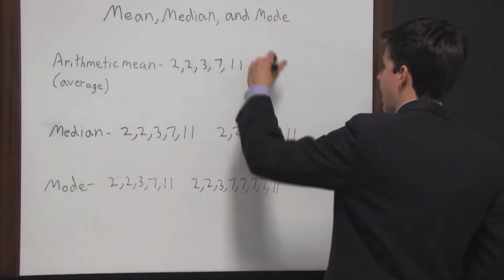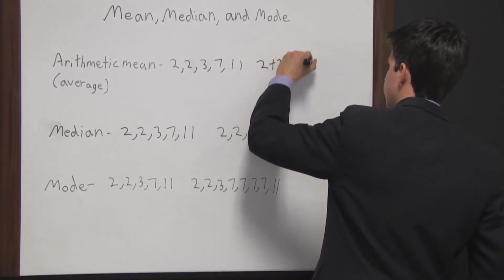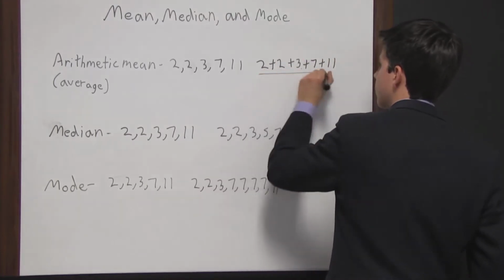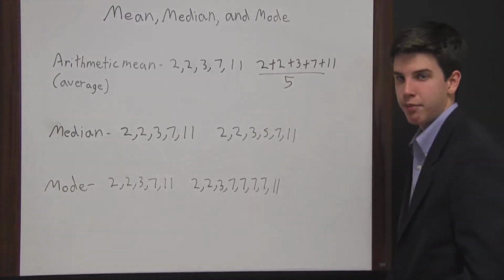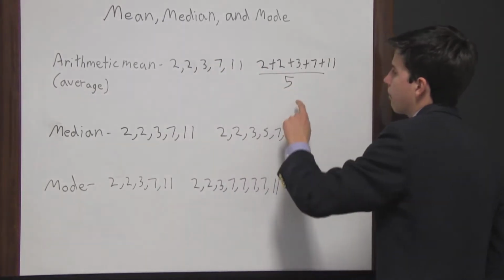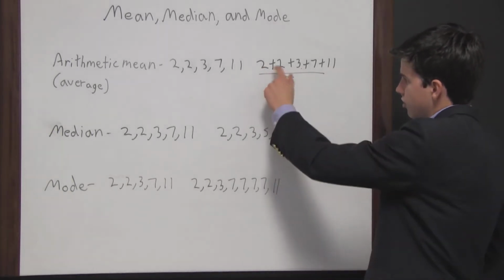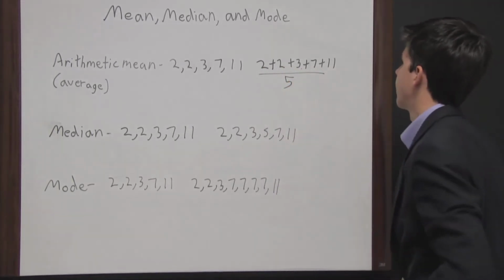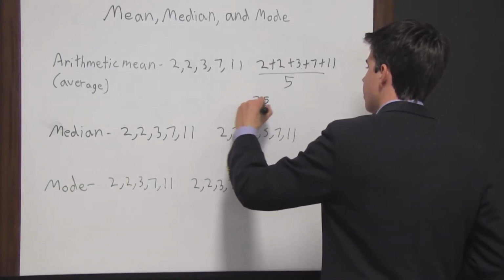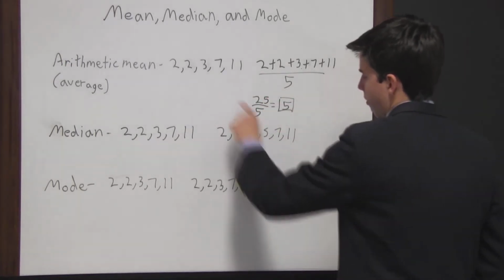To find the mean, we're going to add the numbers together and then divide them by 5. And we're going to divide them by 5 because that's how many numbers make up our top number. See, we have 1, 2, 3, 4, 5 numbers on top, so we're going to divide the number by 5. You can probably do this calculation in your head. 2 plus 2 is 4, plus 3 is 7, plus another 7 is 14, plus 11 is 25. So we're going to put 25 over 5 and divide that out to find that 5 is the arithmetic mean of this string of numbers.